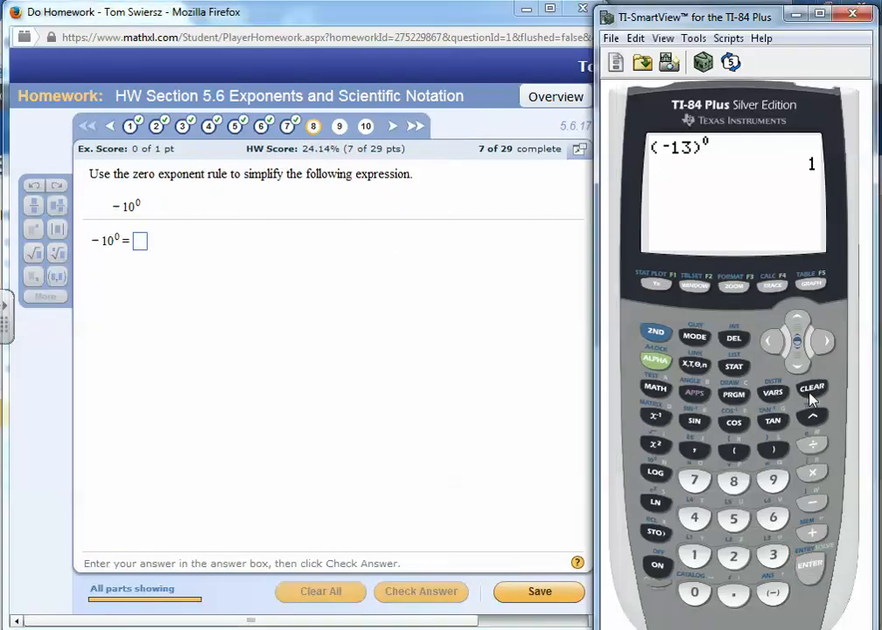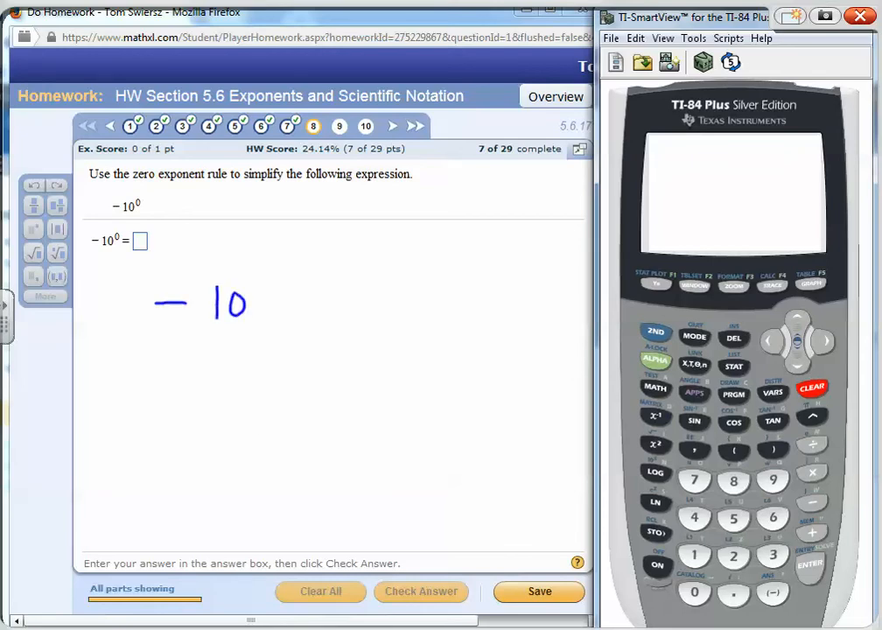Now, this is why we had to put in parentheses. This problem is different from the one we just did. This is the opposite of 10 to the 0 power. Notice the negative, it's not negative 10 to the 0 power. It's not written like that. The negative is out in front, so the base is really 10. So it's 10 to the 0 power is 1. The opposite of a number is like multiplying by negative 1. So negative 1 times 1 is negative 1.